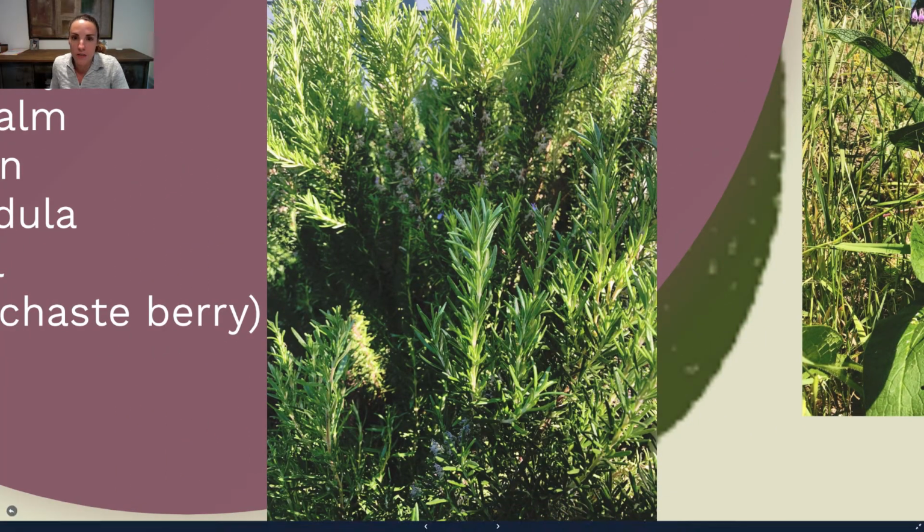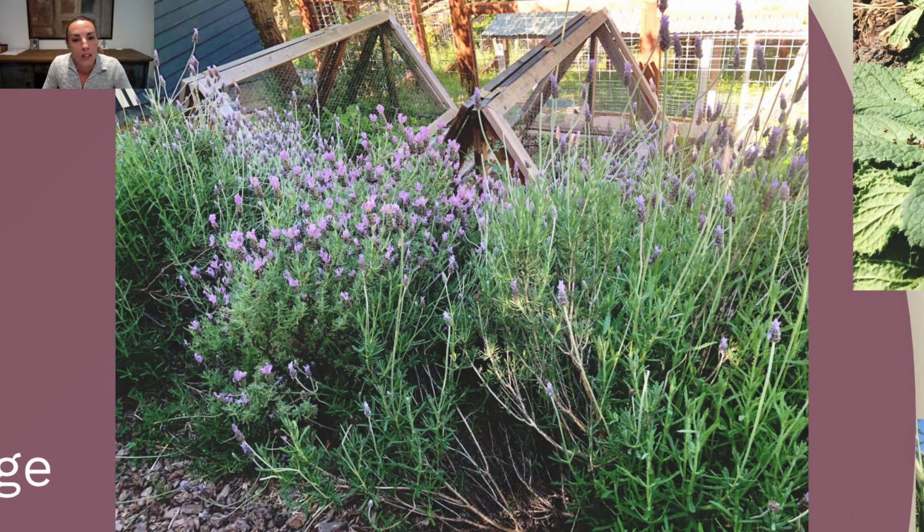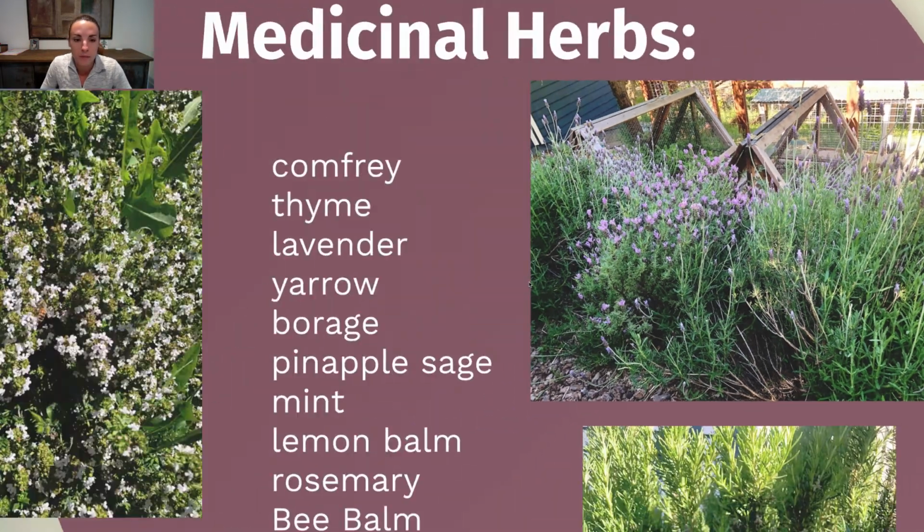Rosemary, this is the end of the blooming season for rosemary. You can see these tiny little purple flowers. This is where the flowers were, but rosemary is a wonderful herb. The bees absolutely adore rosemary. Lavender, oh my goodness, lavender, you'll see hummingbirds, you'll see all sorts of bees, and they grow in these big bushes. You can cut them back as small as you want or as large as you want.